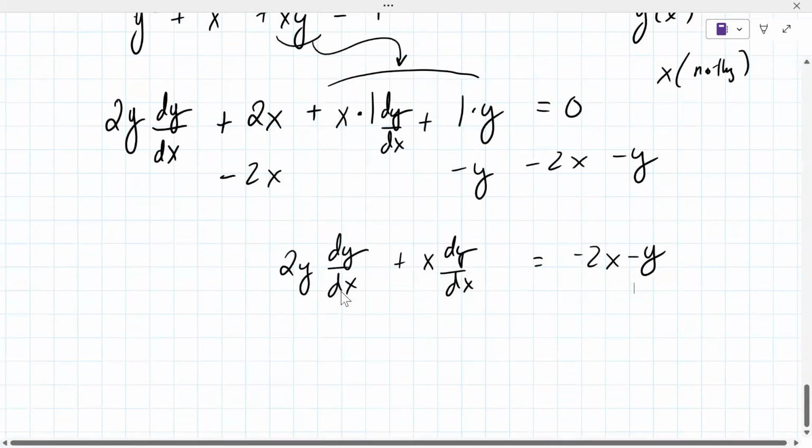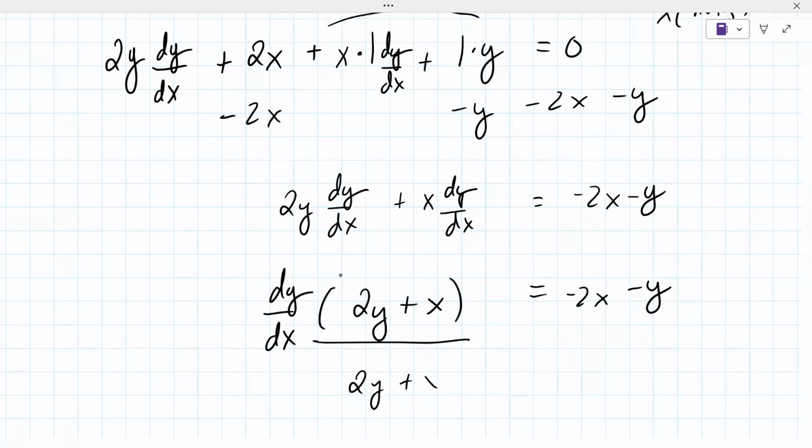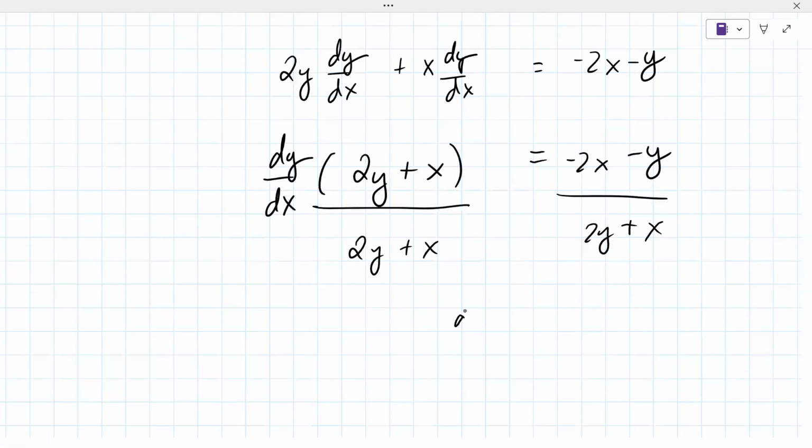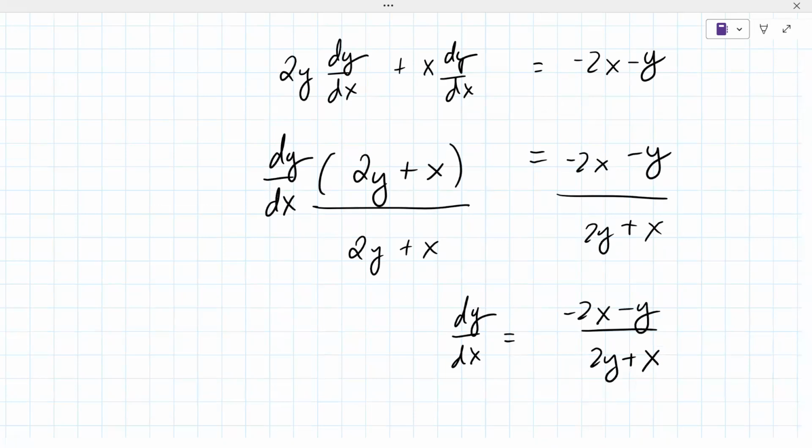And then you factor out a dy/dx. So 2y plus x. And then you divide by that on both sides. And do I have to simplify anything? This one does not simplify. There's a few other ways to write it that could be equivalent, but I think this is fine.